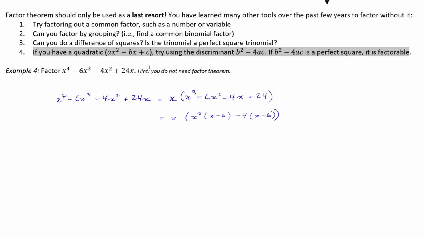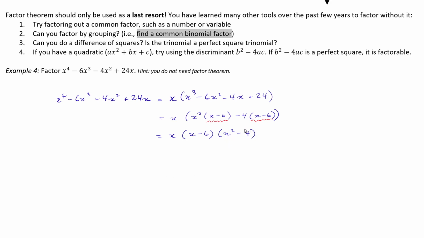Okay, so right here I talked about finding a common binomial factor. That's what this is. It's in common, it's a binomial, and it can be factored out. So x minus 6, x squared minus 4, and then we see over here, there we go, we have a difference of squares, x squared minus 4. So that's equal to x minus 6, and then x minus 2, x plus 2.